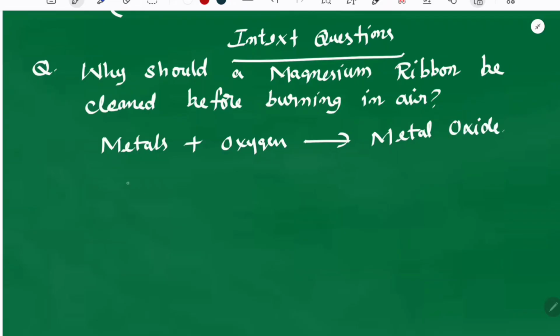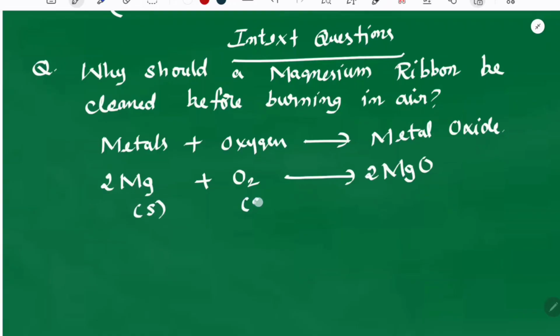So in case of magnesium, the magnesium is reacting with oxygen to form MgO, magnesium oxide. Balanced. This is solid, gas, this is solid. So a thin layer is formed on the surface of the magnesium ribbon. So by removing it with sandpaper, which one are we removing? This magnesium oxide. If this magnesium oxide is present, it does not burn.